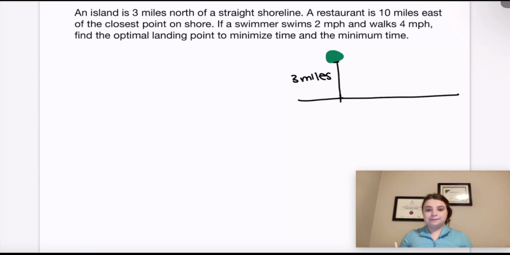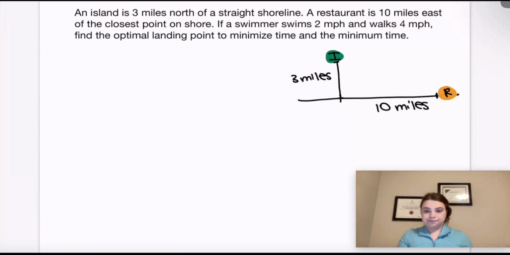Okay, very good. A restaurant is 10 miles east of the closest point on the shore. Okay, very cool. So that means that here, let's have our restaurant be right here. And I'll label it as R for restaurant, and I'll label this as I for island. And this is 10 miles this way, like that.